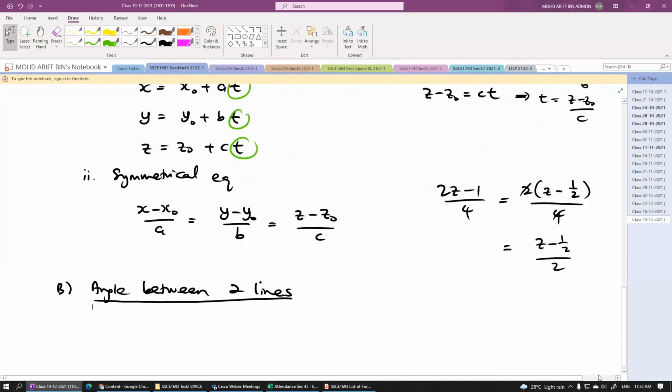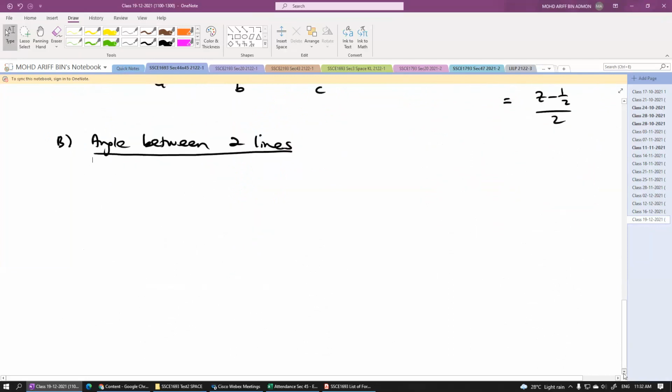Okay, so as I mentioned last time, for the vector, to help you understand the needs of the question, what is the question asked about? It's better for you to sketch. So just sketch. Angle between two lines. Let's say this is your line 1, this is your line 2. Let's say I'm drawing like this.